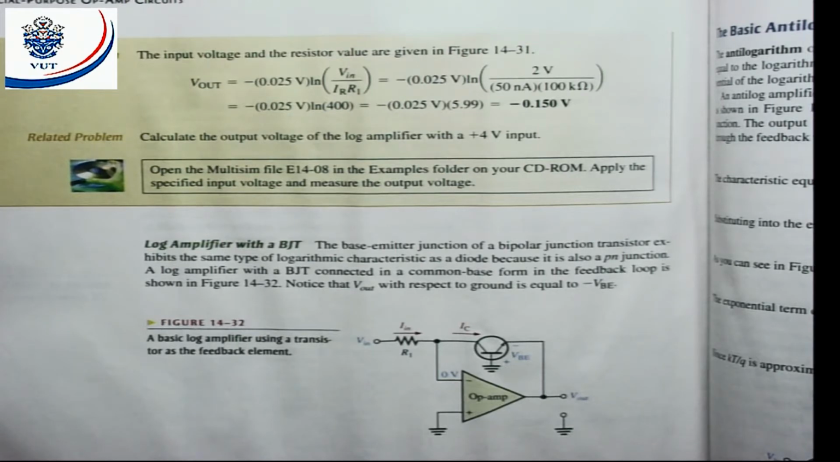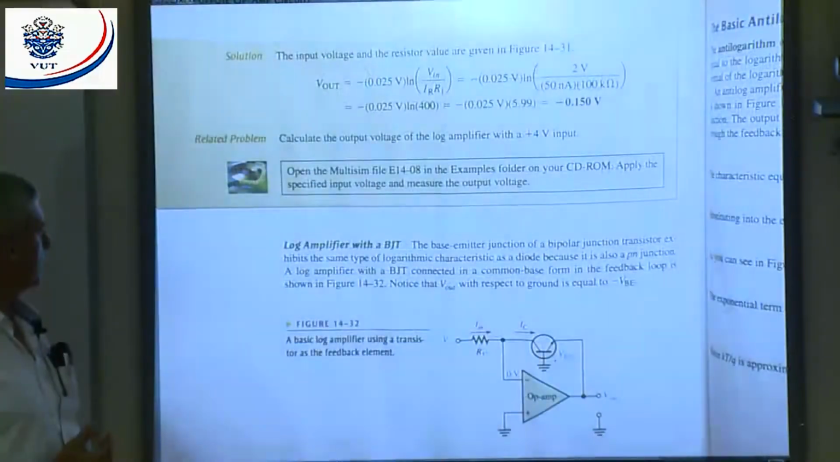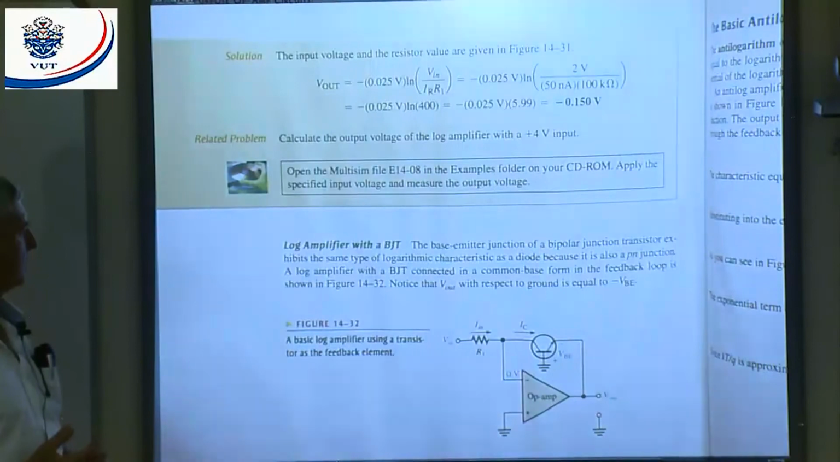All right. For a log amplifier, we can also place a bipolar junction transistor in the feedback circuit, and then it can also operate as a log amplifier. The formula will be a little bit different. Let's quickly have a look at the formula for this circuit.